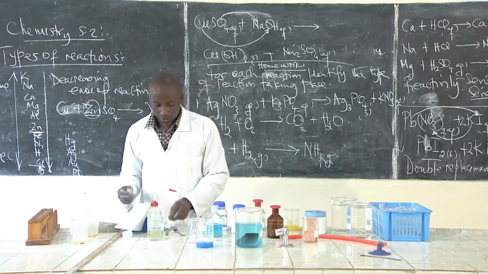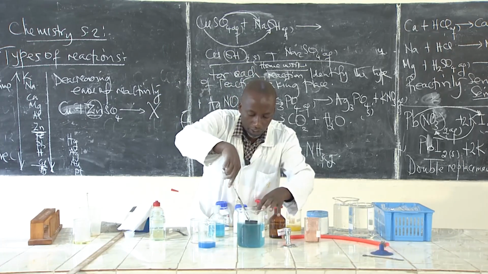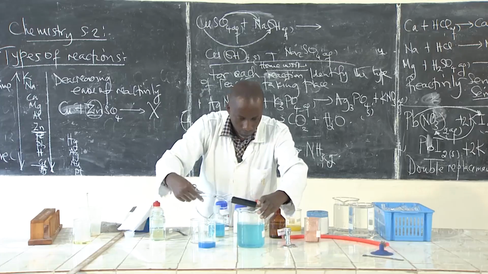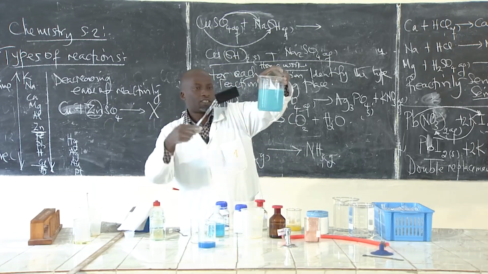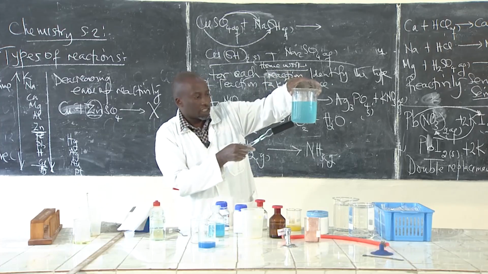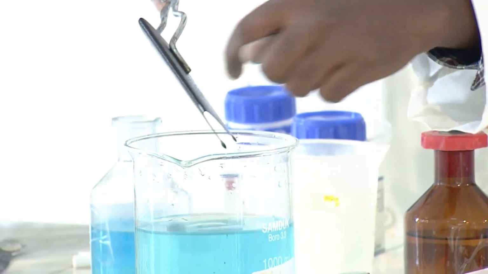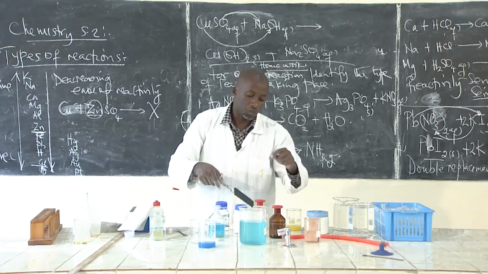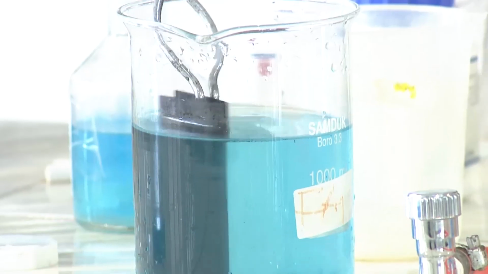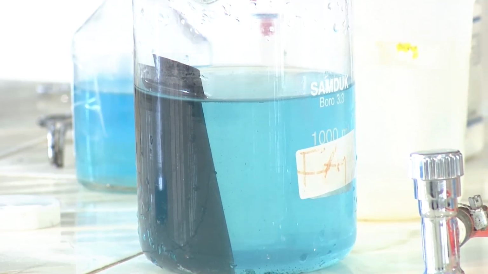But before I wind up, I just want to show you what is happening with this. Even when you look at this substance, there are some particles here. This one is copper. The copper metal is depositing on this zinc plate. So it is changing from zinc into copper. That is the reaction that we had talked about before.